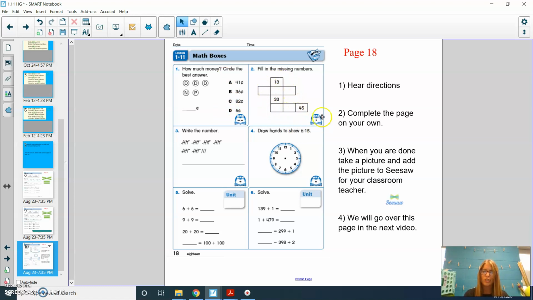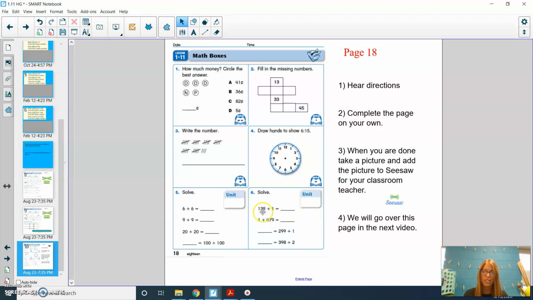If it's helpful to use a number grid, you do have a number grid in your math journal on the back cover. For question number 3, write down how many tallies you see. For question 4, draw the hands to show 615. Solve for number 5. You can use whatever unit you would like. And also solve for number 6 using whichever unit you would like.